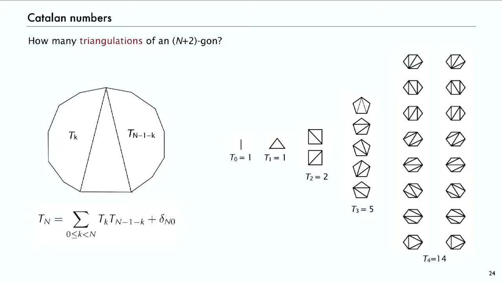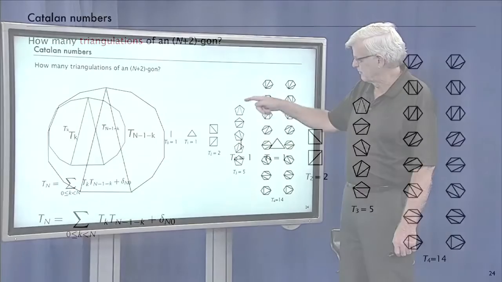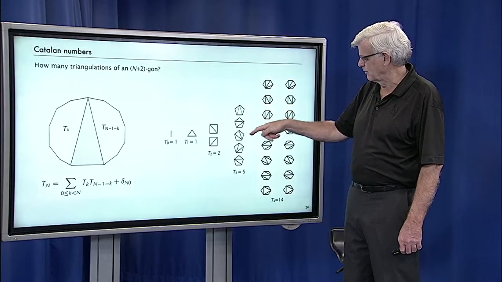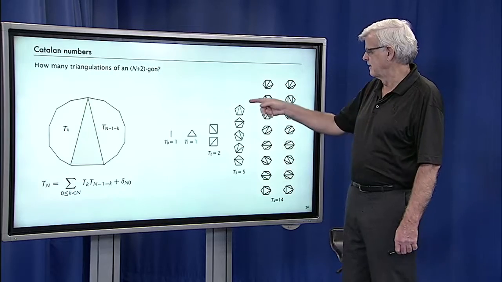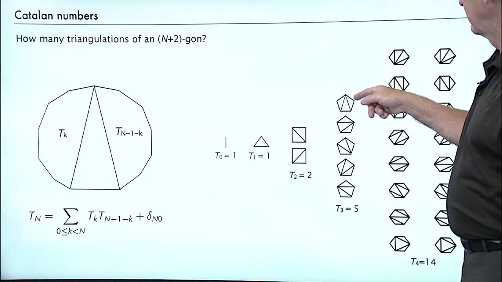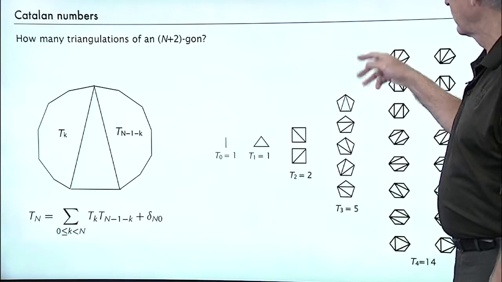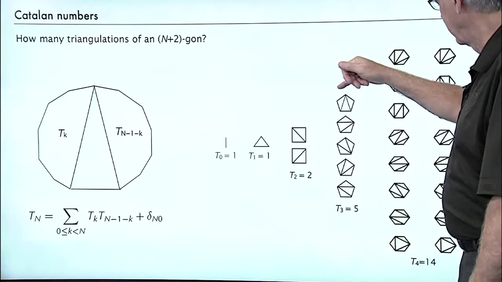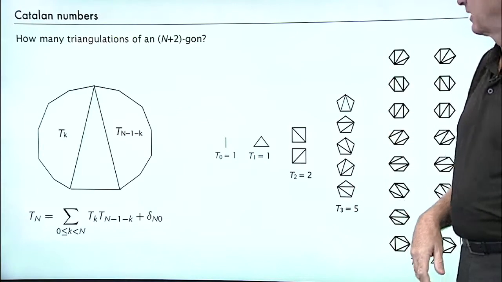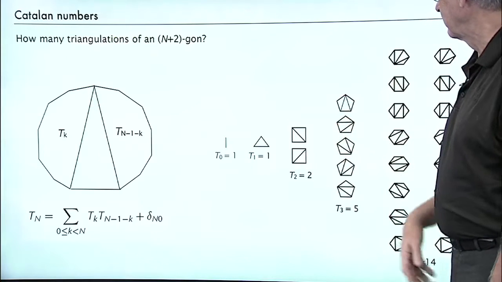One of the earliest that people thought about was: how many different ways are there to take a polygon with n plus 2 sides and draw lines from one vertex to another to make it all triangles? For example, if you have a pentagon, you have all these different ways to triangulate it. Actually, it's easy. You just draw from any vertex to the two opposite vertices, and you get 5 triangulations. Or if it's a square, you just get 2.